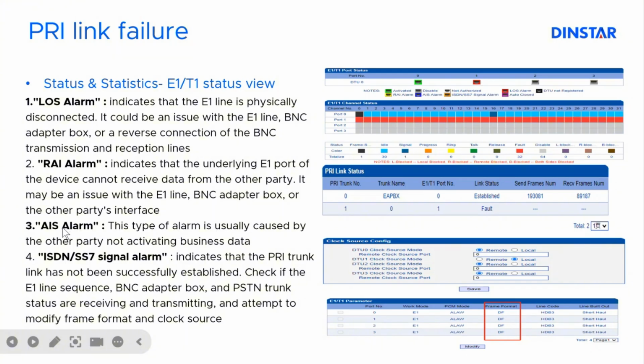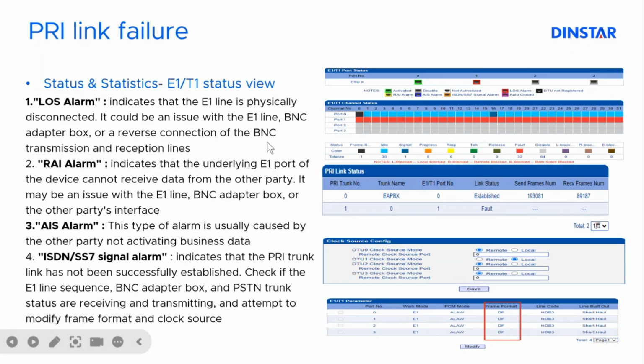And the third is the AIS alarm. This type of alarm is usually caused by the remote side not activating the service. But for this alarm, we don't meet it frequently. And the last, the ISDN SS7 alarm, is the orange alarm. It means the link setup failed. And we also need to check this one by one.